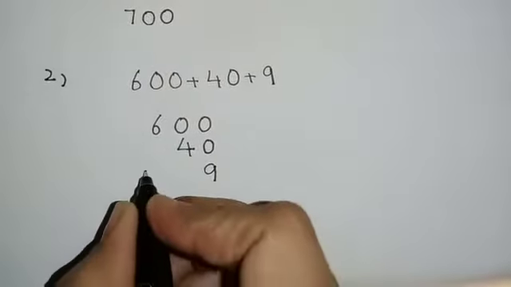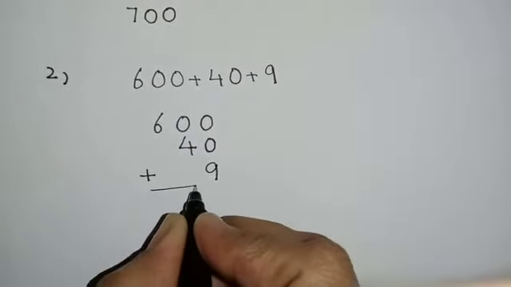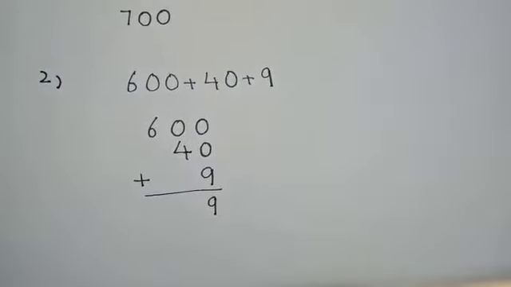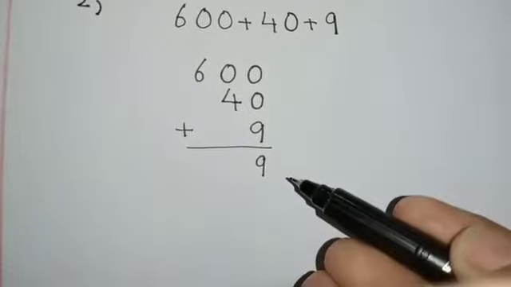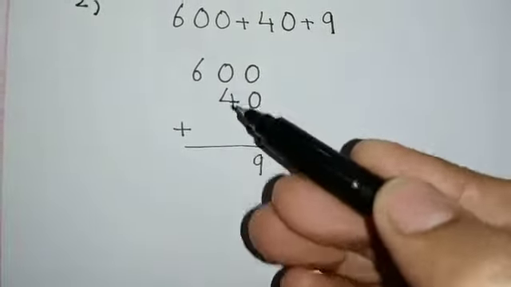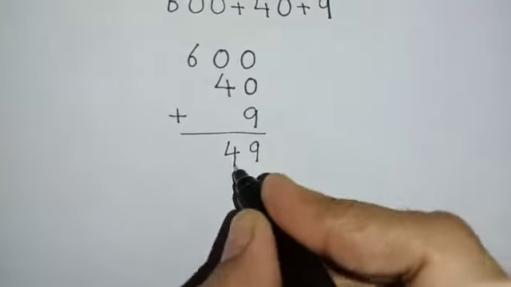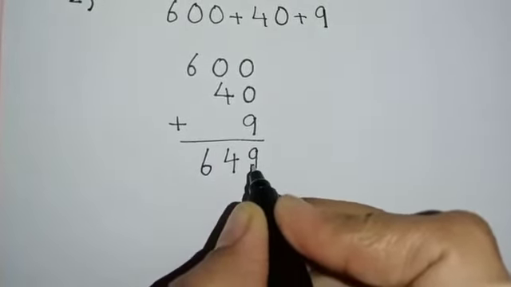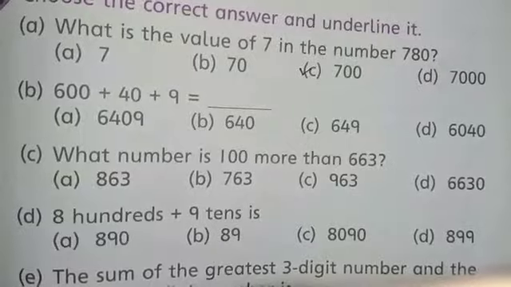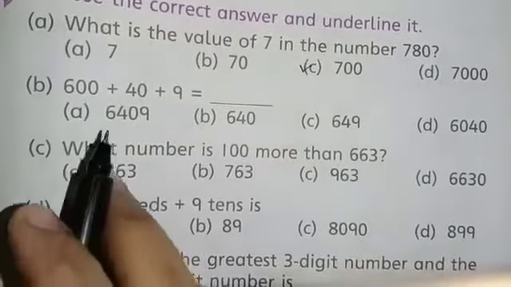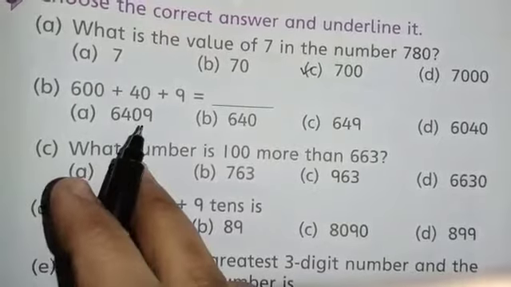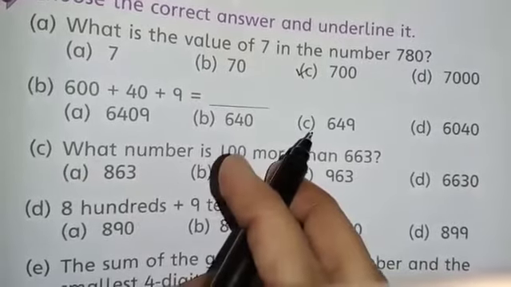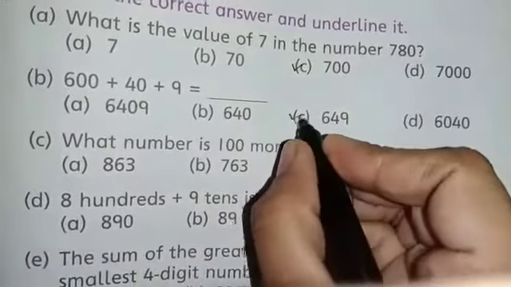Now we will add it. 0 plus 0 is 0, 0 plus 9 is 9. So on the ones place it's 9. Now we will solve the tens place. 0 plus 4 it's 4, and on the hundreds place it's 6. So the answer is 649. So students, which one is correct answer? A part 6409? No. B part 640? No. It's C part 649. Yes, it's correct.